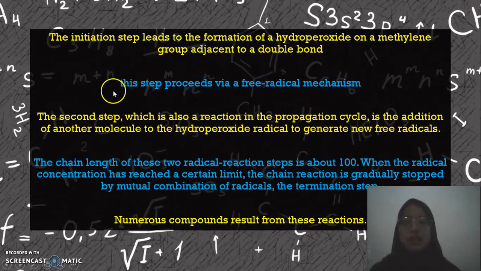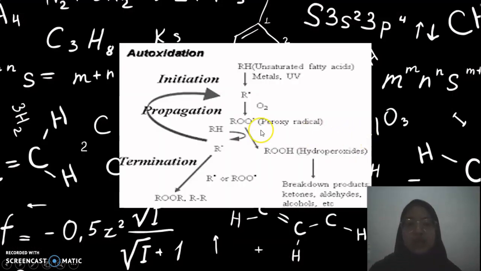And then next, the second step is the propagation step. It adds another molecule to the hydroperoxide radical to generate new free radicals. So this hydroperoxide will have a new molecule added, and it will lead to a new free radical molecule.